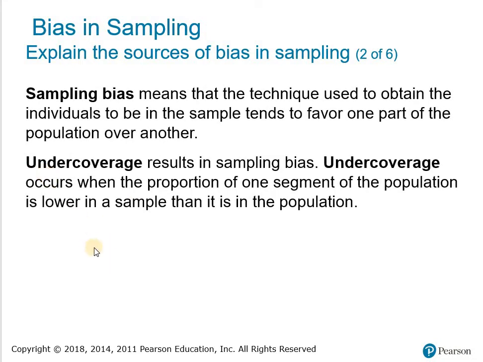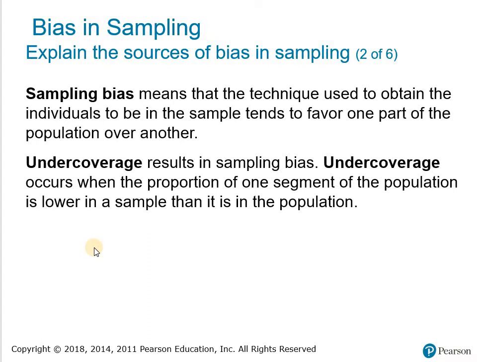The sampling bias means that the technique used to obtain the individuals to be in the sample tends to favor one part of the population over another. Maybe you used a different technique. Maybe you used simple random sampling when you should have used cluster sampling or the stratified sampling technique. Maybe your sample was a convenience sample.